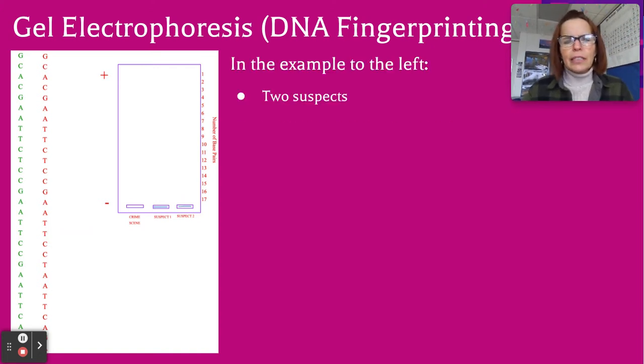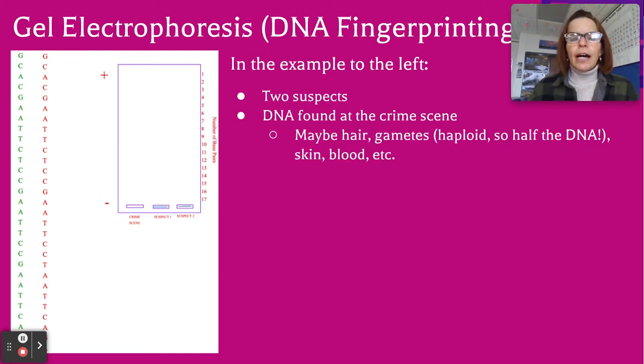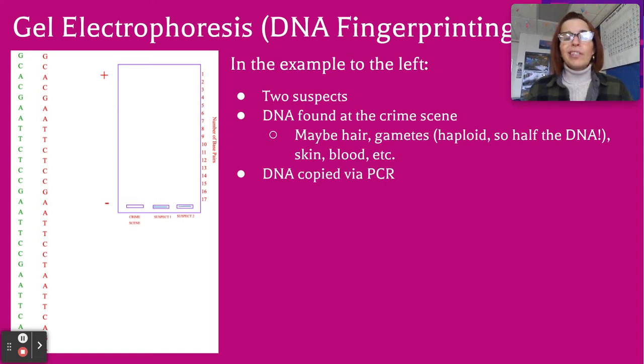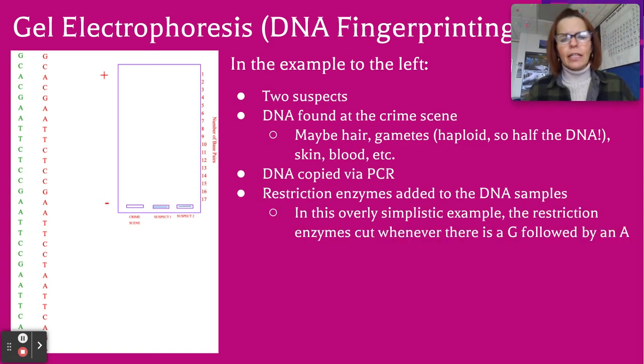So in the example to the left, we have two suspects, and there's DNA found at the crime scene. That DNA might be hair, it might be, say, sperm from a rape test, it could be skin, it could be blood, any number of different DNA sources. So the DNA, there's hardly any. They copy it with PCR, so now they have a test tube full. They add some restriction enzymes to cut the DNA, and hopefully they add several restriction enzymes.